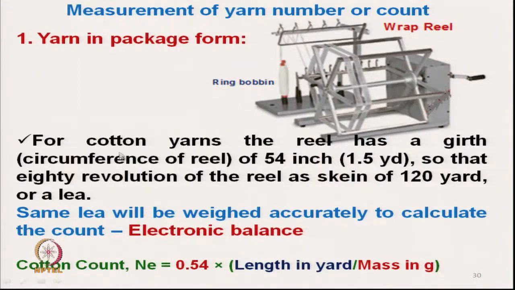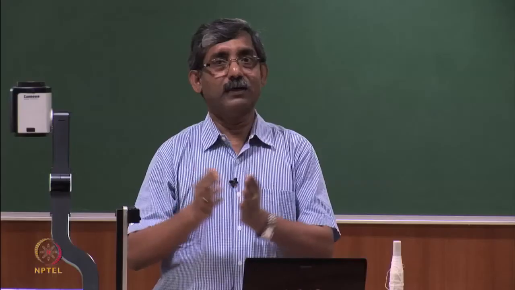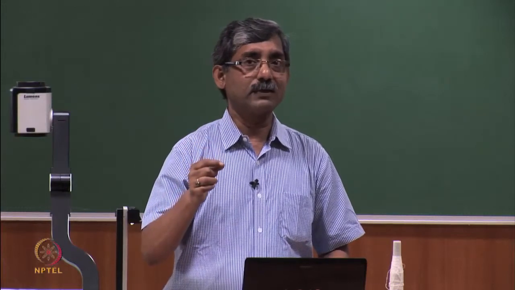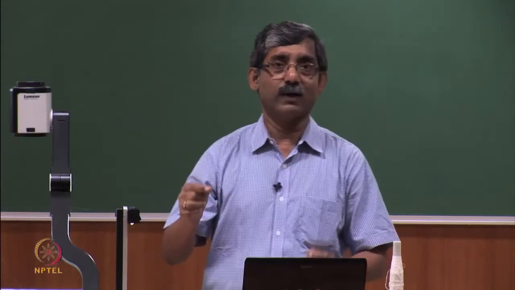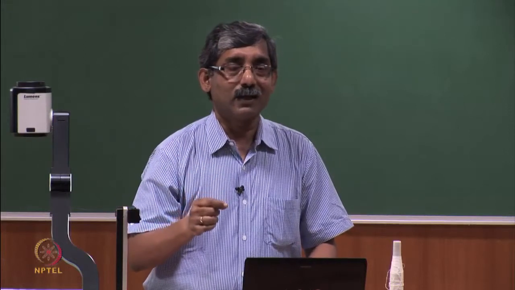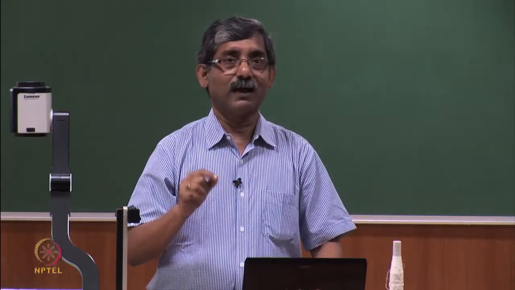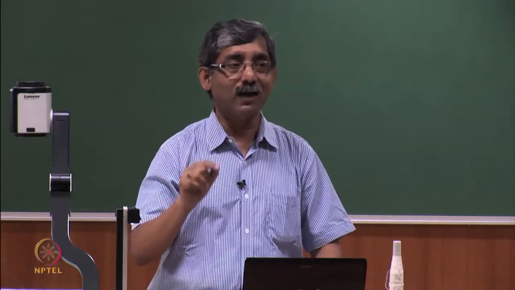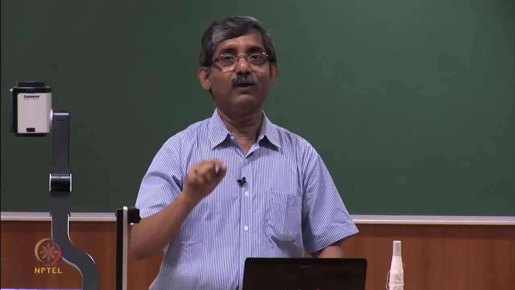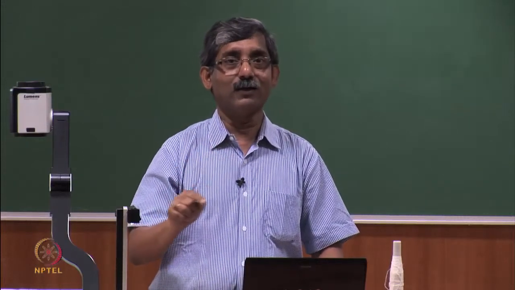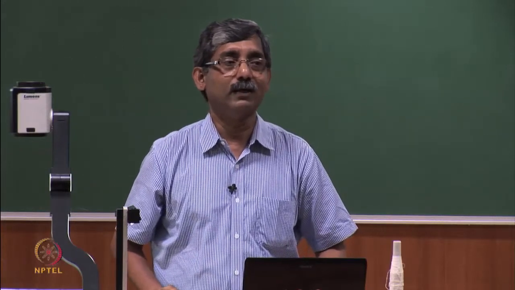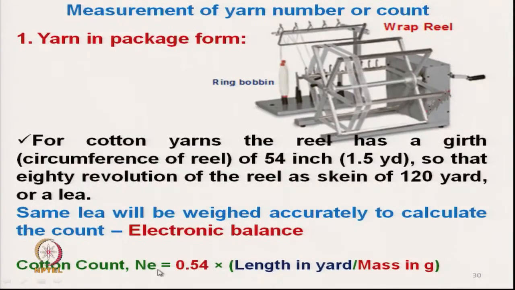Electronic balances have a direct yarn count system. In that instrument the programming is such that you have to feed the length unit, how much yarn is there in the lee. If you feed 120 yard, it will use this simple formula and directly give the yarn count in English count or maybe in tex count.